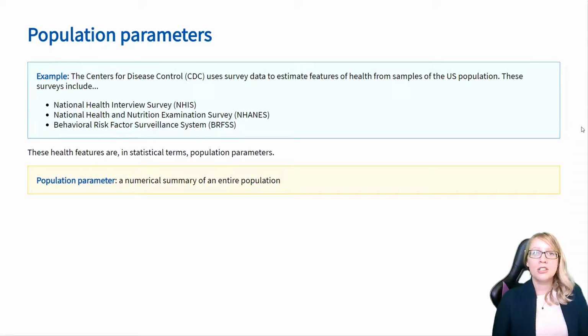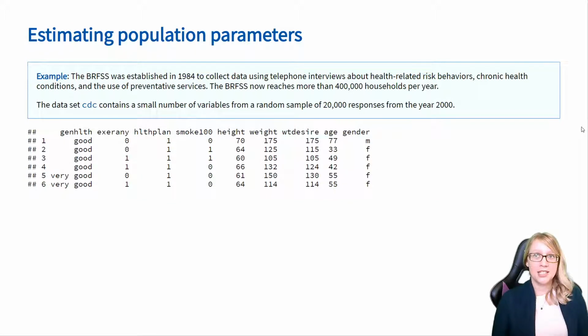These health features that we're trying to estimate are, in statistical terms, a population parameter. A population parameter is just a numerical summary of an entire population. Now, our goal when we can't measure these parameters directly is to attempt to estimate them using a sample statistic.